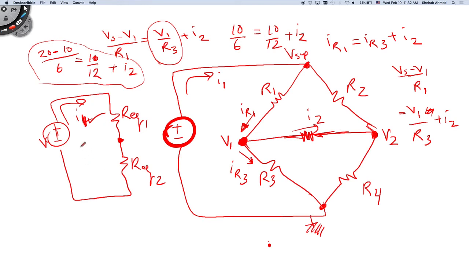And V1 is 10, I would assume, from the voltage divider rule here. I didn't do the math, but I'm assuming from the voltage divider rule. Are these resistors all equal? Okay, so if they're all equal, then R equivalent 1 is equal to R equivalent 2. The voltage divider rule says that you will divide the voltage equally among them. So that's why if this is 20, this will be 10. Okay?